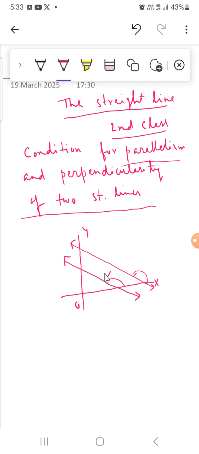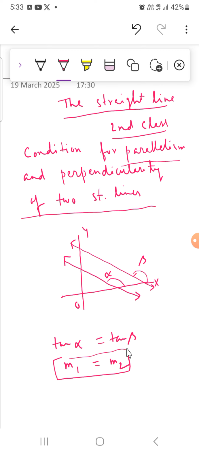If this is alpha and this is beta, then the slopes of the two straight lines must be equal. So tan alpha is equal to tan beta. If the slope of the first straight line is denoted by m1 and that of the second straight line by m2, then this is the required condition for parallelism: their slopes must be equal.